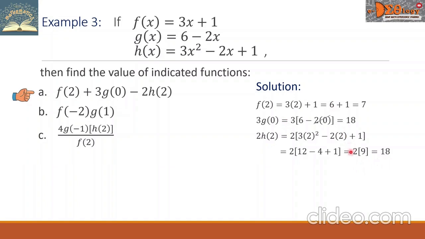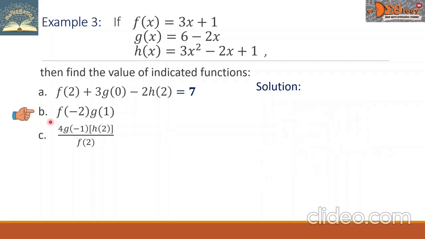We have now the values and we will substitute in here. So f of 2 is 7 plus 3 times g of 0, that is 18, minus 2 times h of 2 is 18. So 7 plus 18 minus 18. This 18 minus 18 is simply 0, so we bring down the value 7. For problem A, the answer is 7. Let's copy this answer opposite problem A. Then we answer problem B.